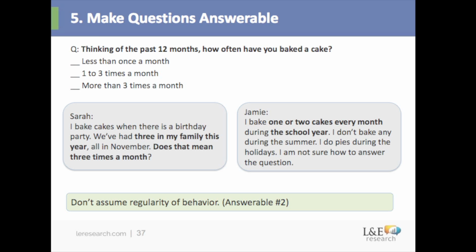And then Jamie says, I do 1 or 2 cakes every month during the school year. I don't bake anything in the summer. I do pies for holidays. I'm not sure how to answer this question.